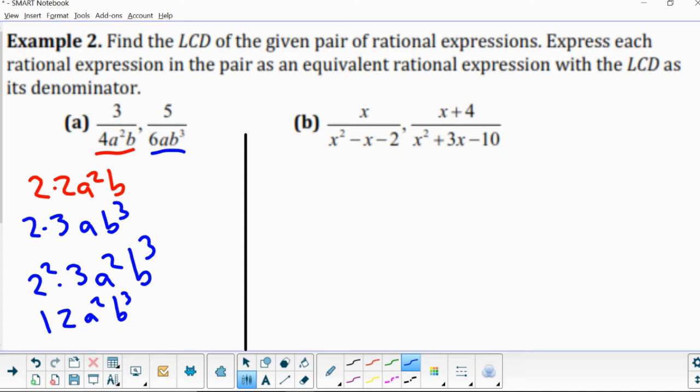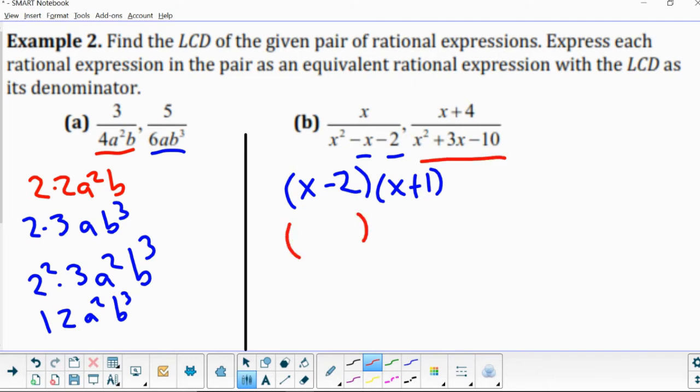All right, so for this next one, we're going to have to factor these two trinomials. Still not that bad. So we need two numbers that multiply together to give us -2, but that would be -1 and... x minus 2 times x plus 1. And then we need to find two numbers that multiply together to give us -10, but add up to be +3. So it'd be x plus 5 times x minus 2.